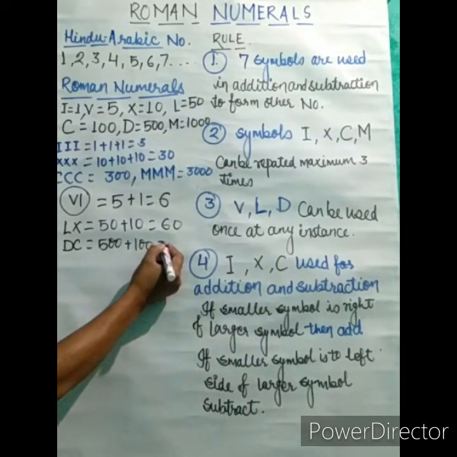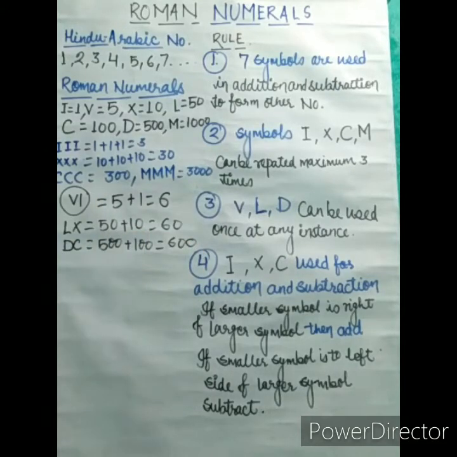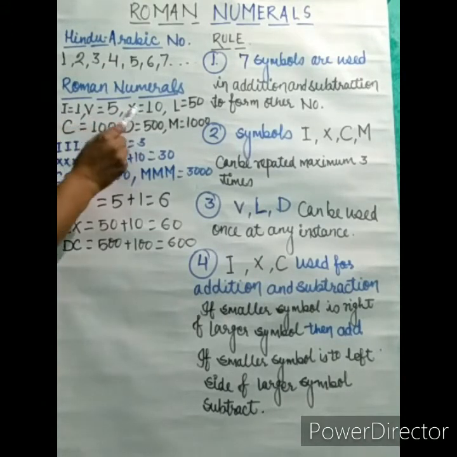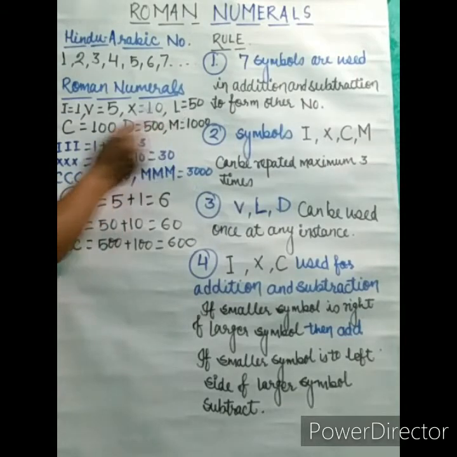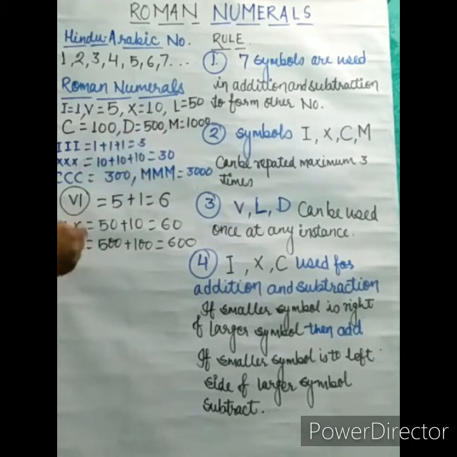So you got 600. By this one thing you understand, if any Roman numerals, you can see these: I is 1, V is 5, X is 10, L is 50, C is 100, D is 500, M is 1000. So from here one rule we can derive. V is greater than I, L is greater than X, D is greater than C.